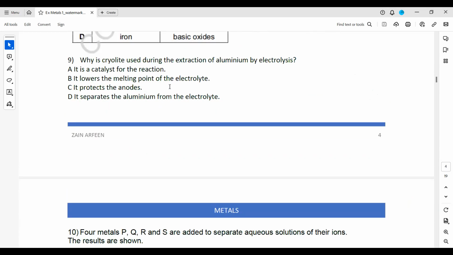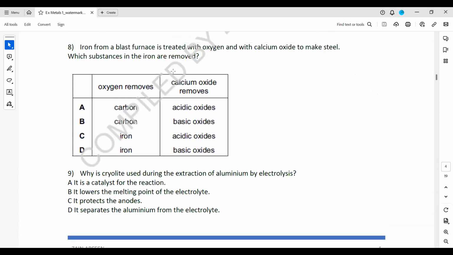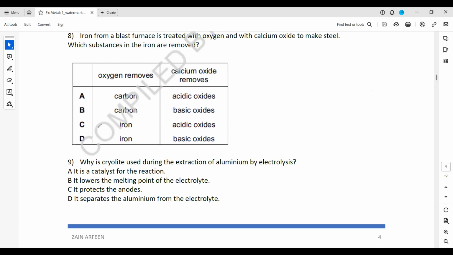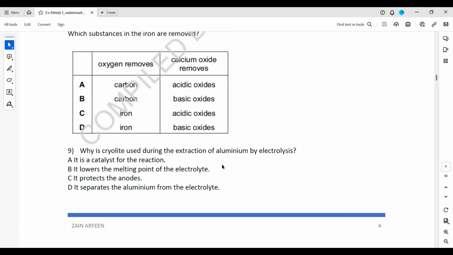Why is cryolite used during extraction of aluminium by electrolysis? Is it a catalyst? No, it's not to speed up a reaction. It lowers the melting point of the electrolyte. That's true. It protects the anode, it separates aluminium from electrolyte, that's also wrong. So it lowers the melting point or is used as a solvent. These are the purposes of adding cryolite in the extraction of aluminium.